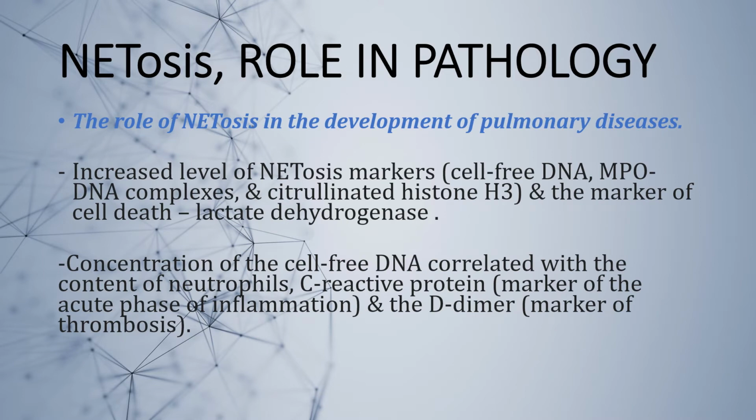In severe cases of coronavirus, they also found increased levels of NETosis markers, for example cell-free DNA, myeloperoxidase-DNA complexes, and citrullinated histone. The marker of cell death, lactate dehydrogenase, was also elevated. Also, the concentration of cell-free DNA was correlated with the content of neutrophils, and C-reactive protein, a marker of acute phase inflammation, and D-dimer, a marker of thrombosis, were found to be high and correlated to the severity of the disease.